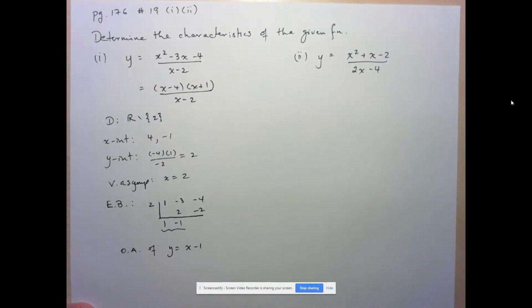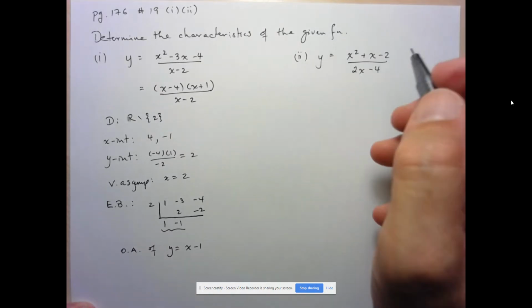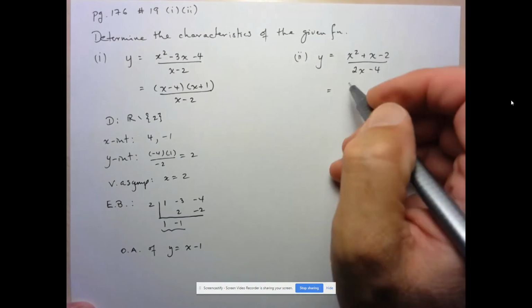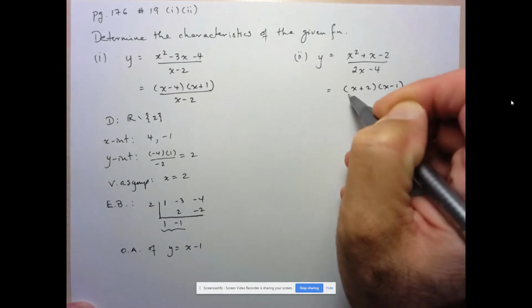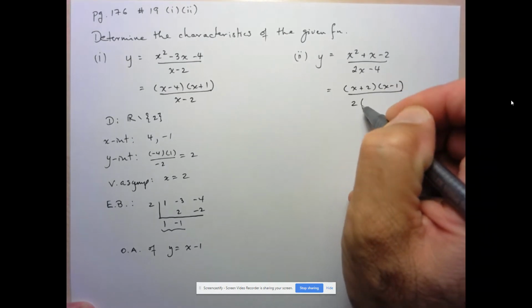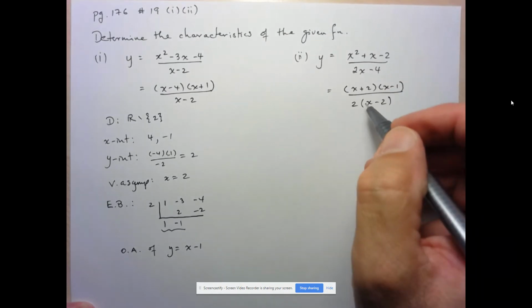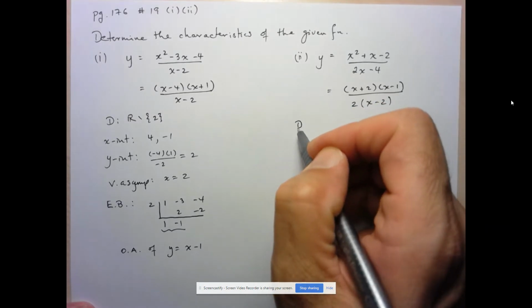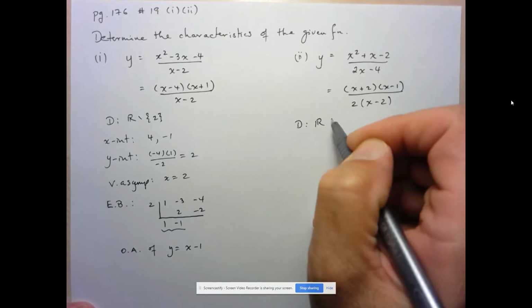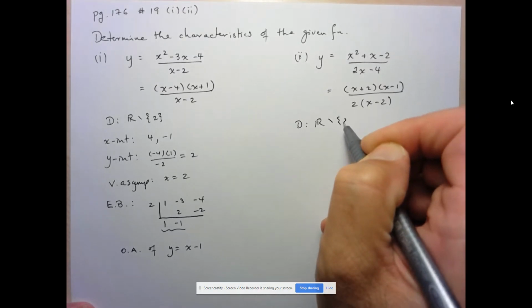All right, so let's go to the second one here. Again, step 1 is to factor. So this is (x plus 2)(x minus 1) over, and here I can factor out a common factor of 2, 2(x minus 2). So again, no holes because nothing reduces. So now I can go ahead and analyze the function. The domain is all real numbers except, again, x equals 2.